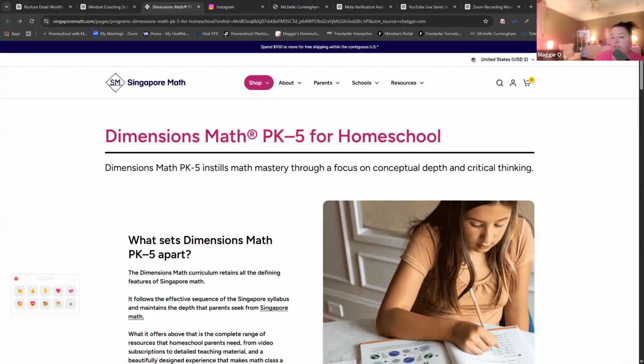And one of the defining features of this approach is something called Concrete-Pictorial-Abstract, or CPA. And I want to explain this because it is central to understanding how this curriculum teaches math. Concrete, pictorial, abstract. The first stage is concrete.